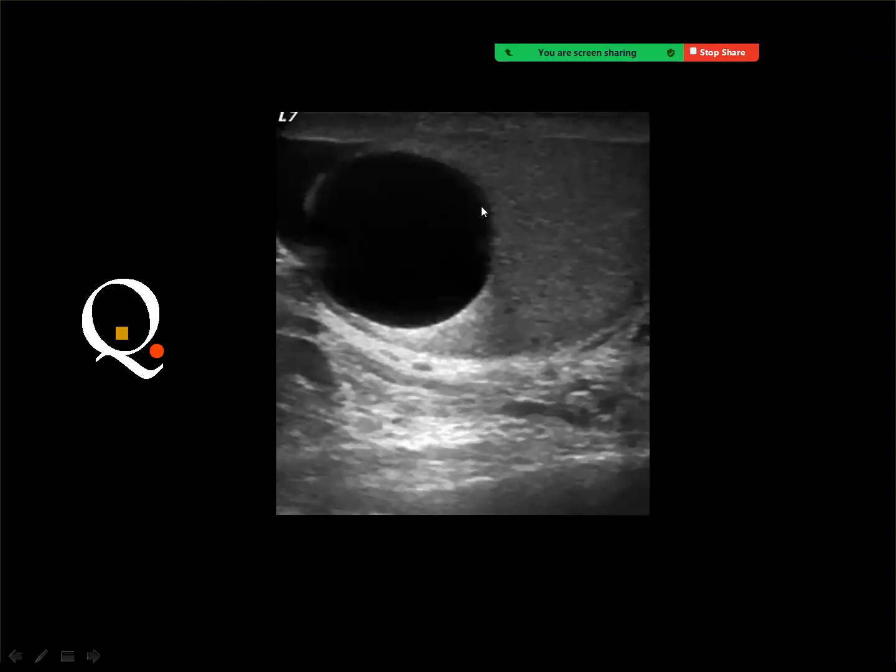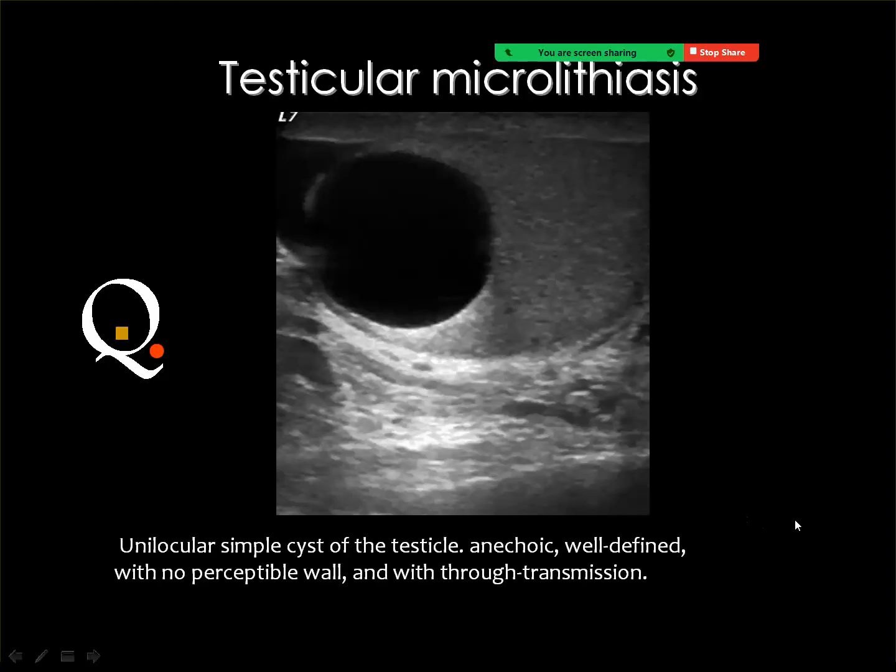And this is a simple cyst, and the test is showing all the criteria of simple cyst anywhere in the body, with acoustic enhancement and hypoechoic or anechoic content, very thin paper-thin wall, and no internal septations, no calcifications, and no mural nodules. And the testis can show this. So this is not testicular microlithiasis. This is simple testicular cyst.